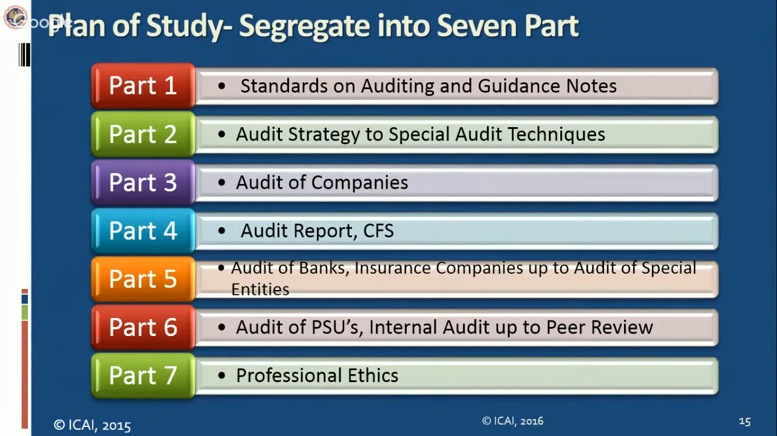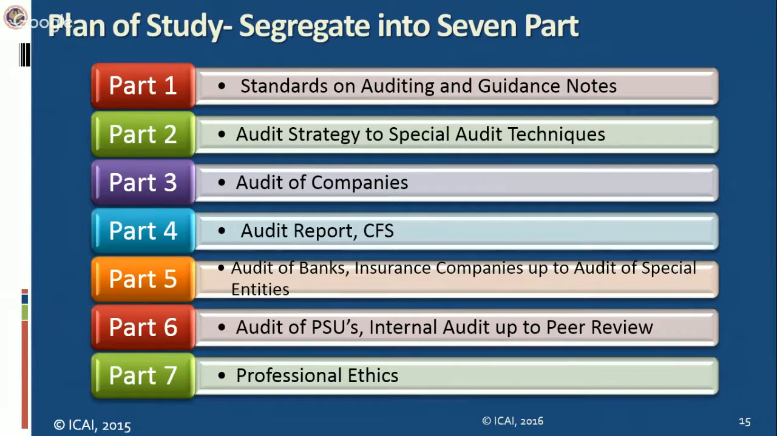Then we have part 6, which covers chapters on PSU audit, internal audit, peer review, investigation, due diligence, and then part 7, which is professional ethics. For part 1, standards on auditing, please refer to the auditing pronouncements book, which we issued along with the study material and practice manual.